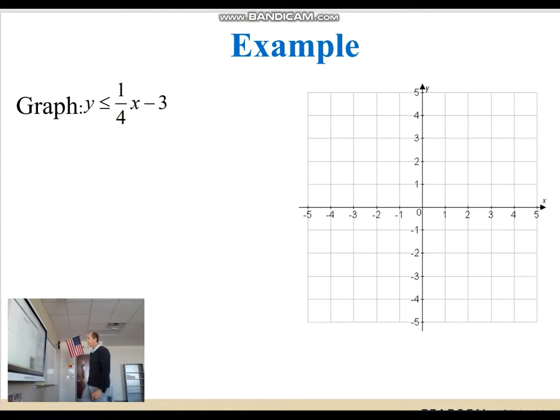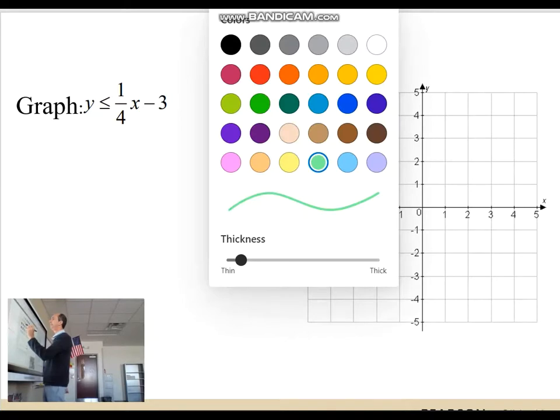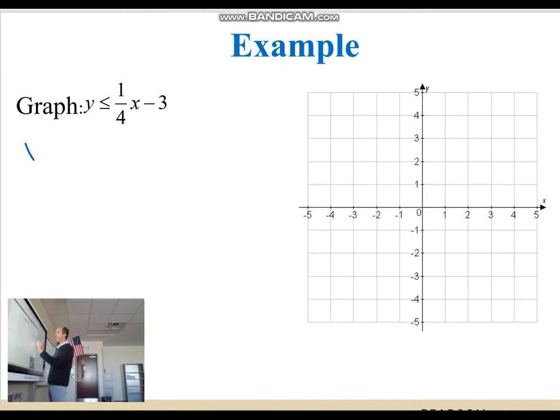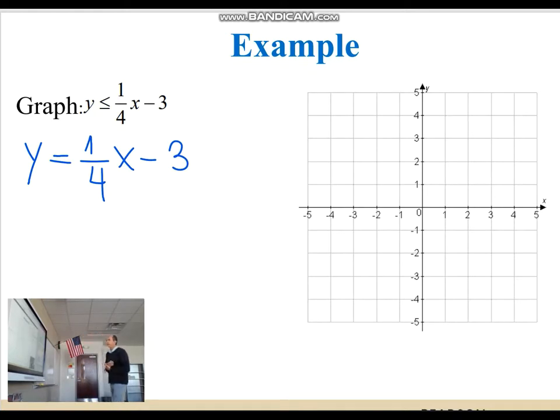One more example. Let's work on this. Find the boundary, and we have here y. Let's make y equals 1 over 4 x minus 3. This equation here is in the slope-intercept form. That means slope equals 1 over 4, and the y-intercept is negative 3. That's easy. That's a good thing because it's easier to plot. We just find the y-intercept negative 3 right here, and now we're going to run.